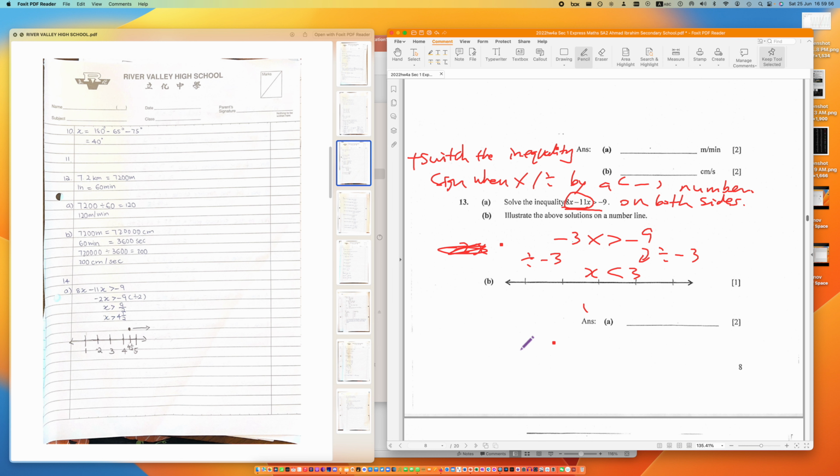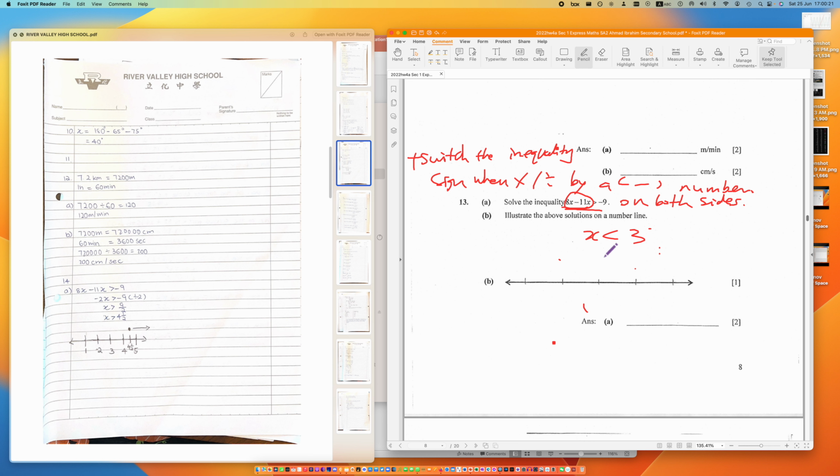Okay, then of course, how do you represent x smaller than 3? It has to be the x. So you know why I switched the sign, right? The inequality sign. Because I divide by a negative 3 on both sides.